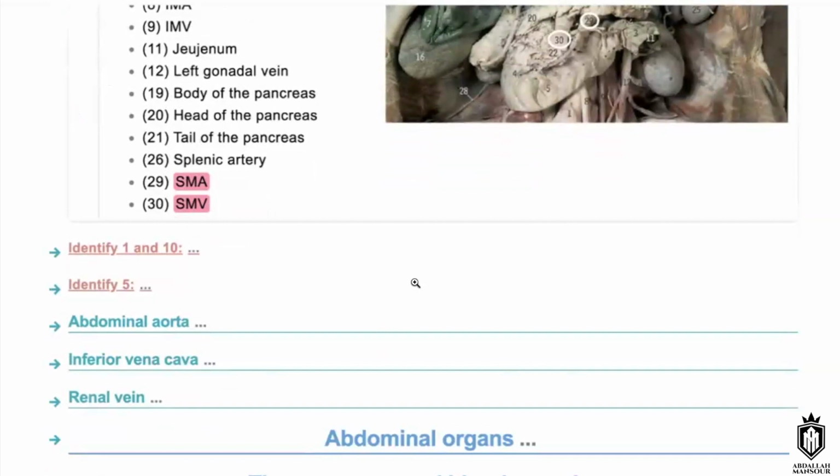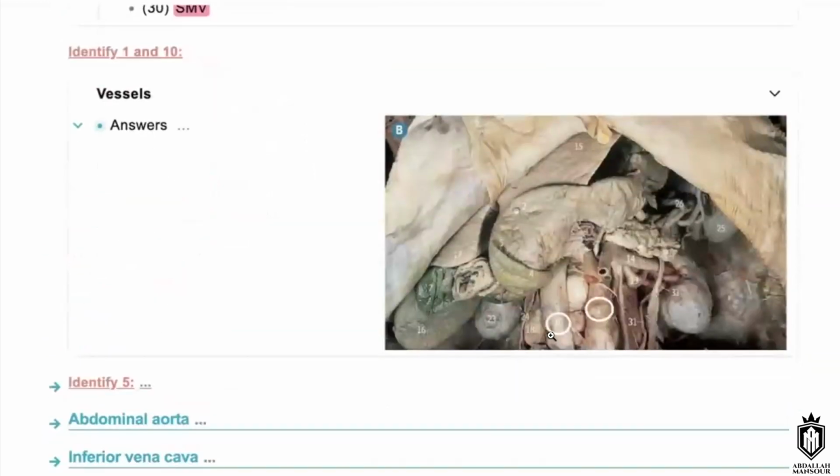And moving forward from here, what is 1 and what is 10? 1 is the abdominal aorta, 10 is the inferior vena cava. Amazing. And what is 7?